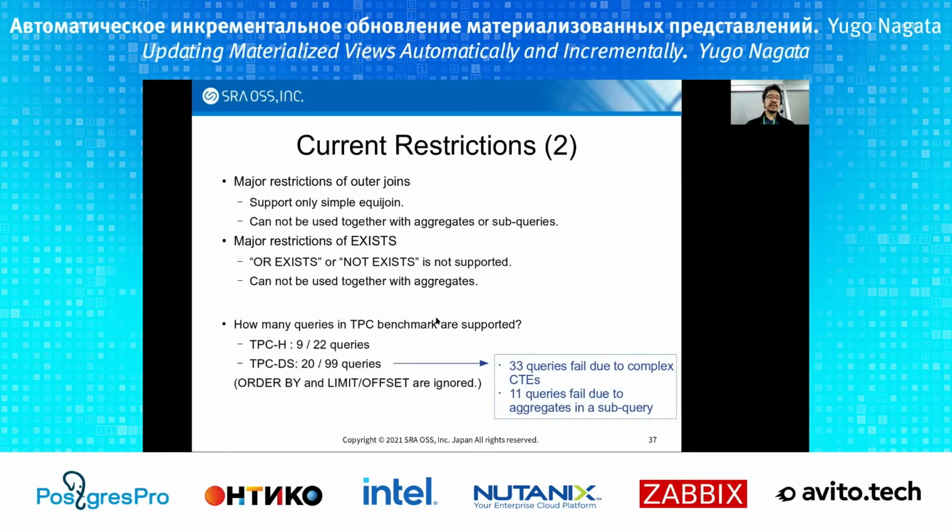As for outer join, we support only simple equijoin, and it cannot be used together with aggregates or subqueries. And as for EXISTS clause, we support only AND EXISTS, and we don't support OR EXISTS or NOT EXISTS. And EXISTS clause cannot be used together with aggregates.